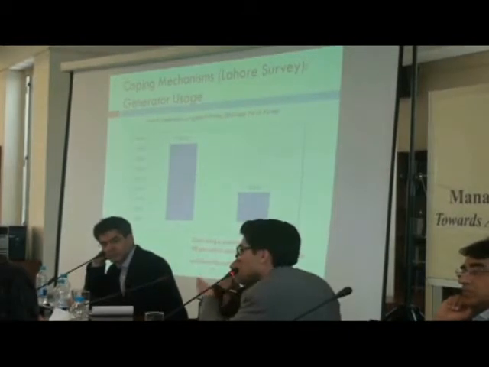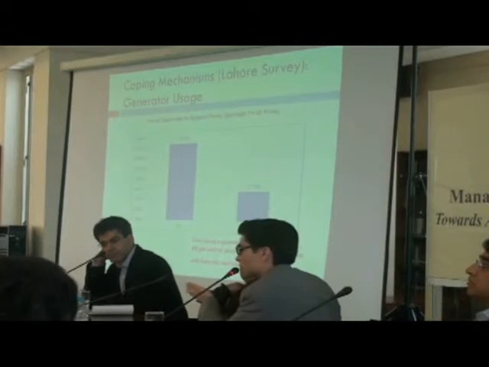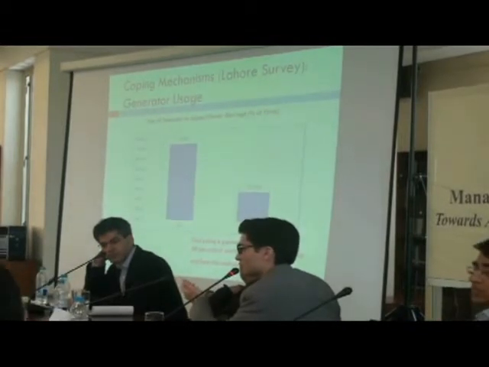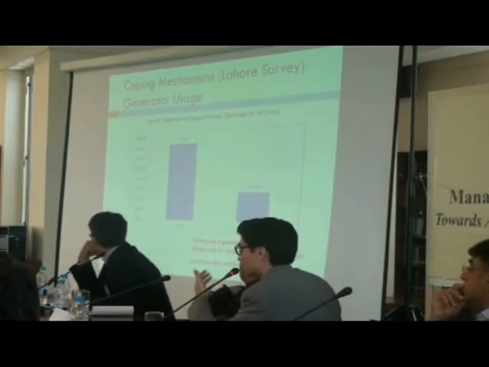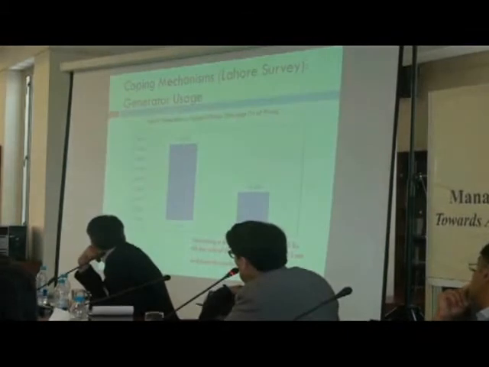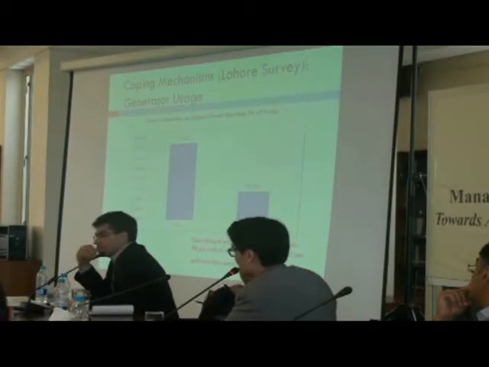Now these are coping mechanisms which firms use, and let me just reiterate something very important. It's normally the medium to large size firms which can afford generators. So these coping mechanisms are more relevant to medium and large size firms. If you look at this, 73% of firms are using generators to cope with electricity shortages.